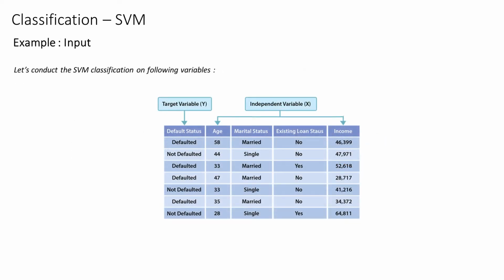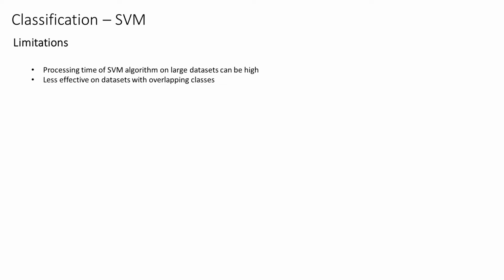A business might use this technique for credit or loan approval analysis, looking at a set of transactional attributes to predict whether a client will default on a loan. A hospital or physician might use it for medical diagnosis, looking at symptoms to predict if a patient has a particular disease. Limitations for the support vector machine technique include the fact that the processing time of the SVM algorithm can be high for large datasets, and the fact that the technique is less effective on datasets with overlapping classes.